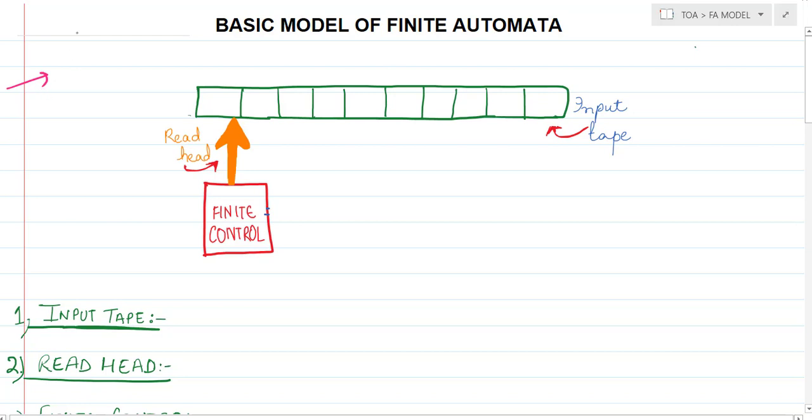So in today's video, we'll try to understand the general model of finite automata, or you can say the basic model of finite automata, and we'll also see how it works. So let's quickly go through it. This is the finite automata model. As you can see, it contains 3 parts. First is the input tape, second we have the read head, and third is the finite control. Let's see each of them one by one.